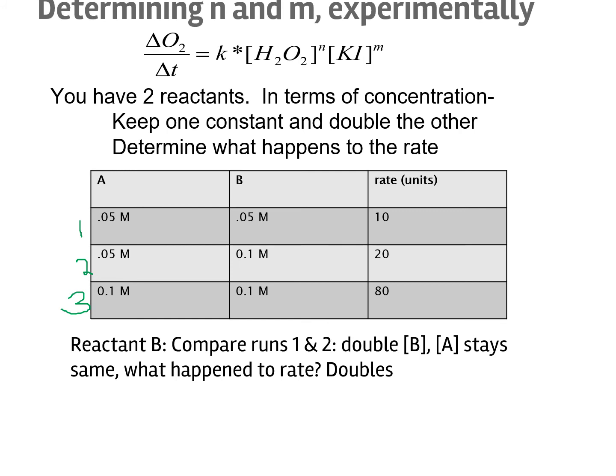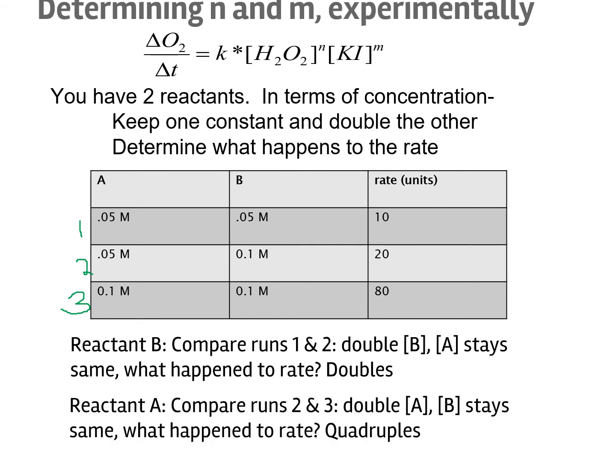Okay, so comparing runs 2 and 3, as we said, keep the concentration of one thing constant. So here we have B is 0.1 and 0.1. But the concentration of A is going from 0.5 molar to 0.1 molar. So we double the concentration of A. And it resulted in a quadruple increase in the rate of reaction. It's going from 20 to 80, which is like 4 times more. Okay, so how do we interpret these numbers?